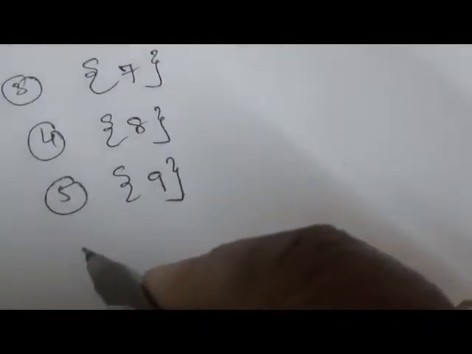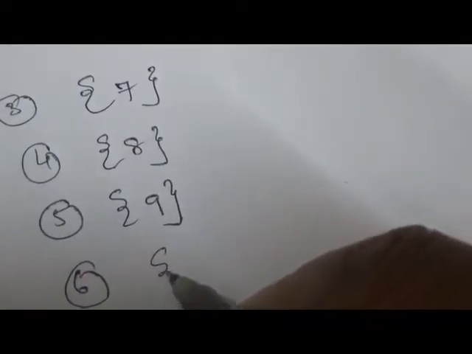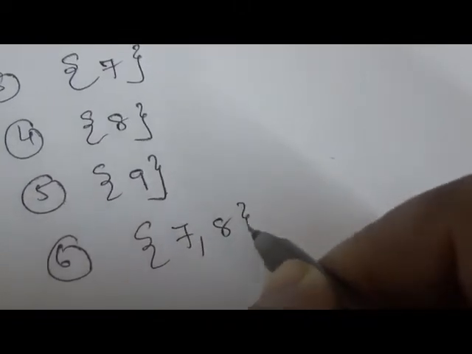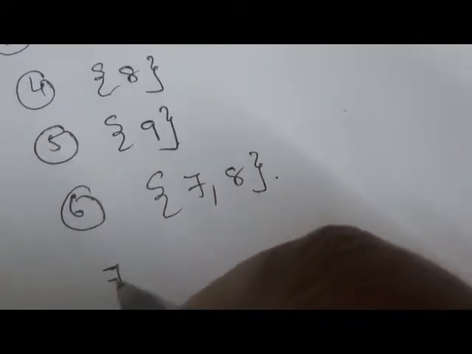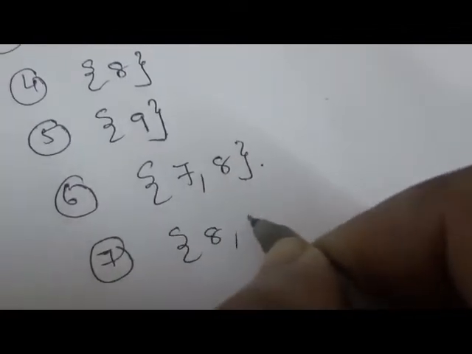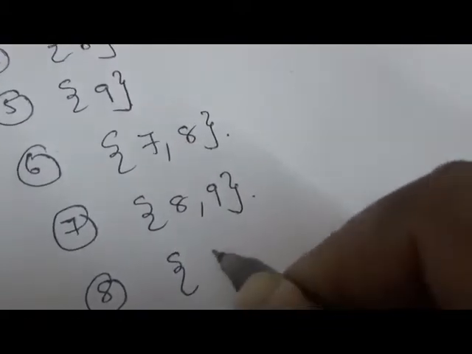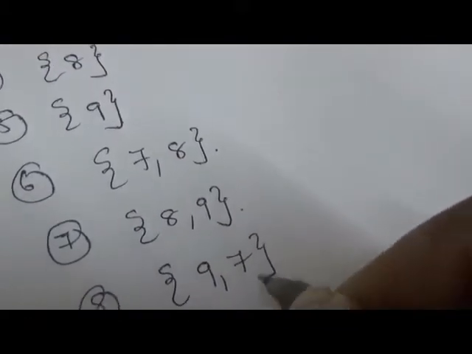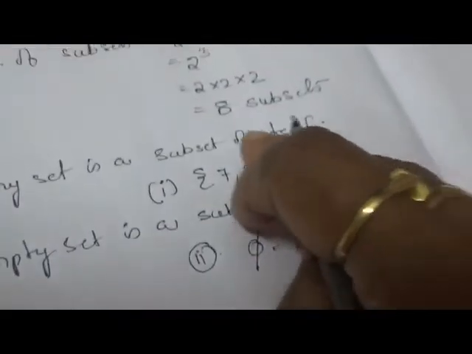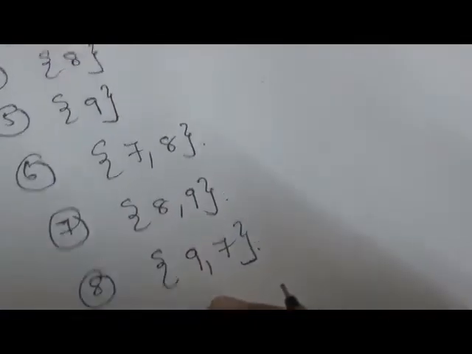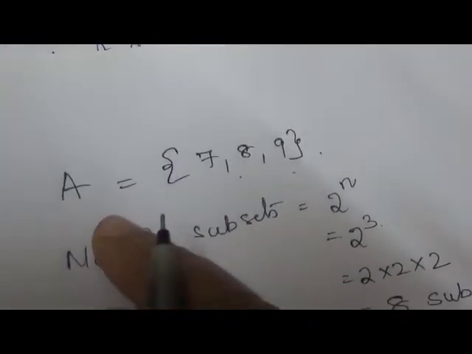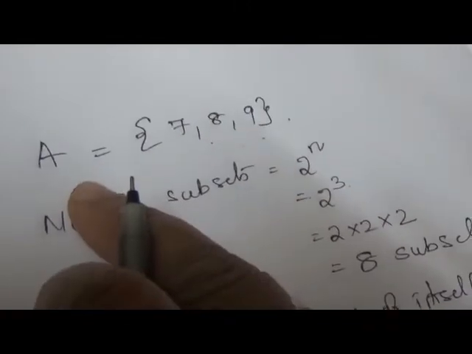9. These 3 are the subsets of this set. So next, double numbers. Double numbers means 7, 8. Next, 8, 9. Next, 9, 7. So total how many subsets are there? 8. These all, the 8, are the subsets of this A. Right? I think you understand this topic, right?